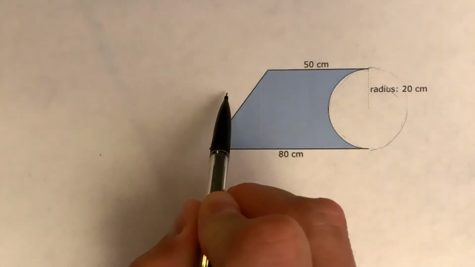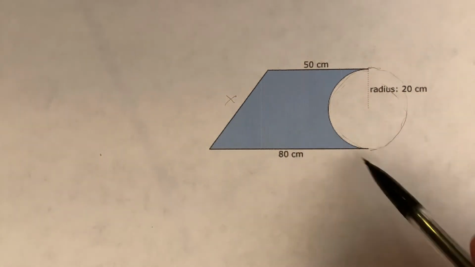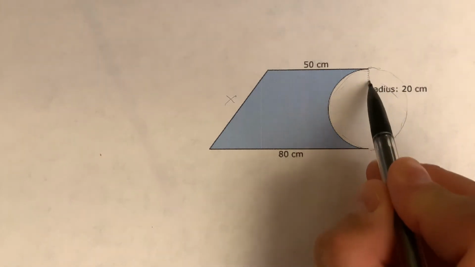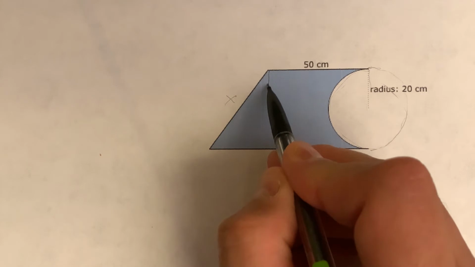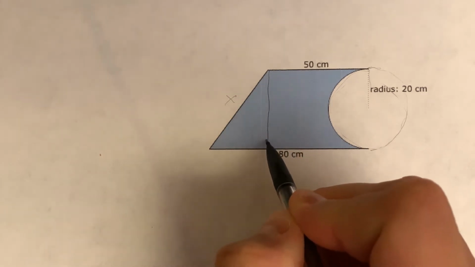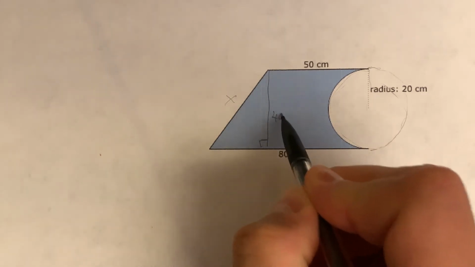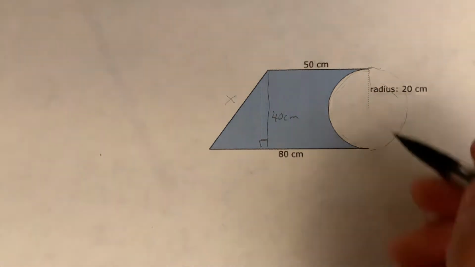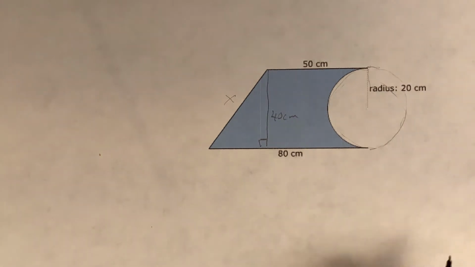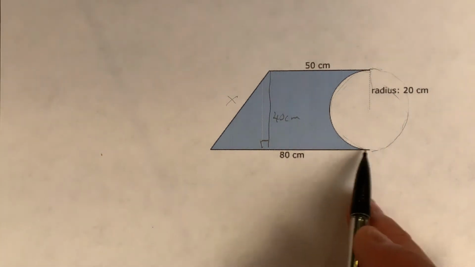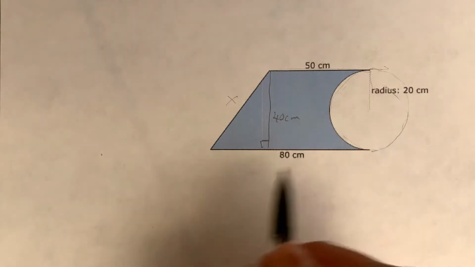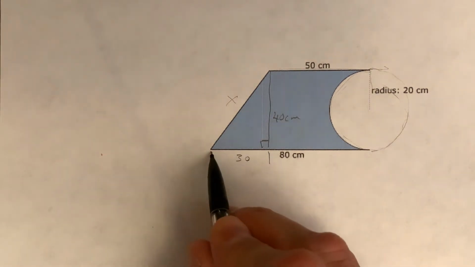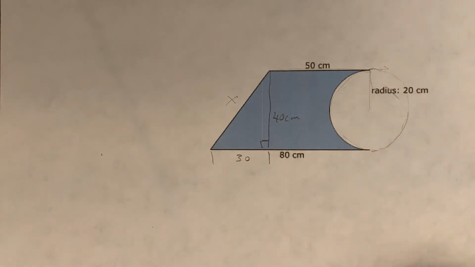Plus, we need to find this part right here, which is, again, let's look at introducing a right triangle here. We know that this radius is 20 centimeters, which means this whole thing here is 40 centimeters. It's double that because it's the diameter. I also know that if I take this entire 80 here and subtract the 50, I get 30 right here. So that's the triangle. So we can use our Pythagorean theorem again.